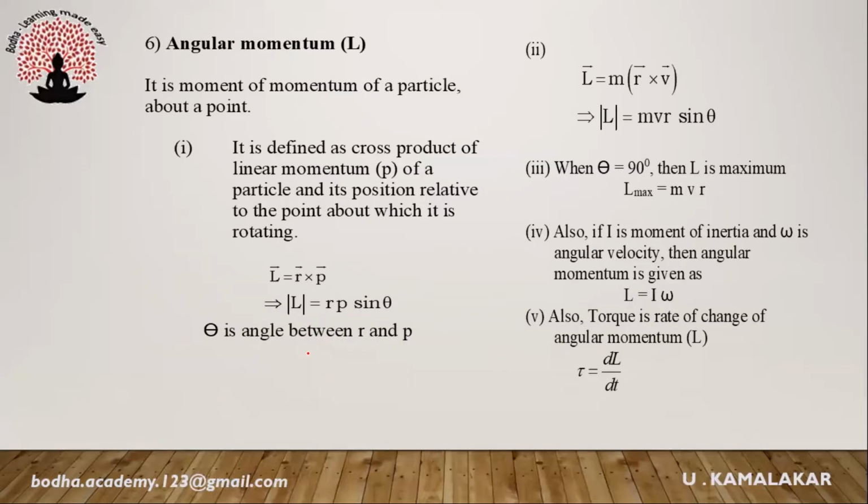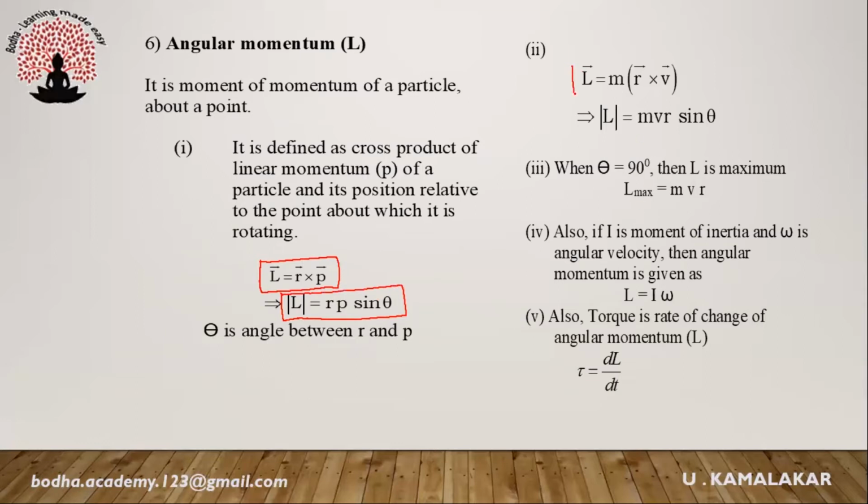Angular momentum. It is the momentum of a particle about a point. It is defined as L bar is equal to r bar cross p bar, where r bar is the position vector and p bar is the momentum vector. The magnitude of L is given as rp sin theta, where theta is the angle between r and p.